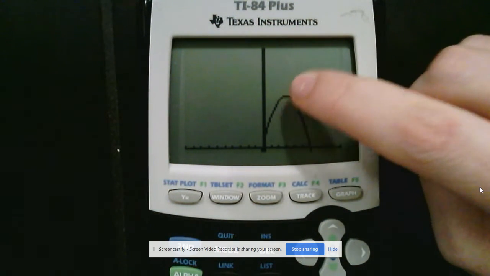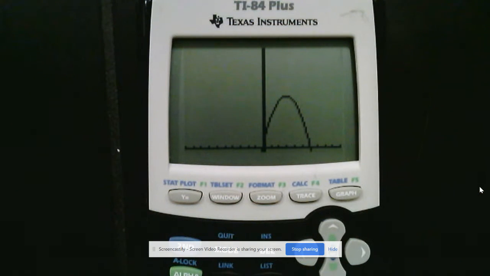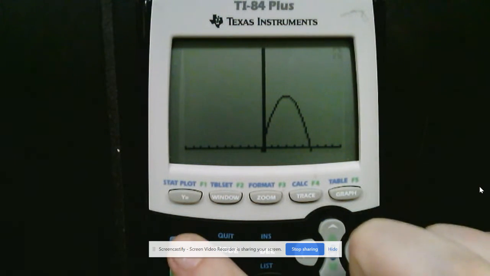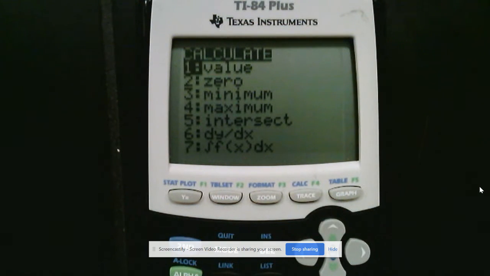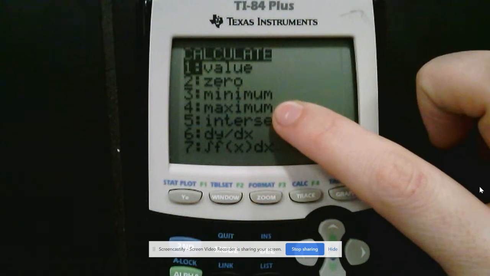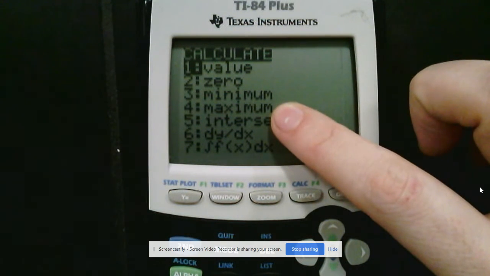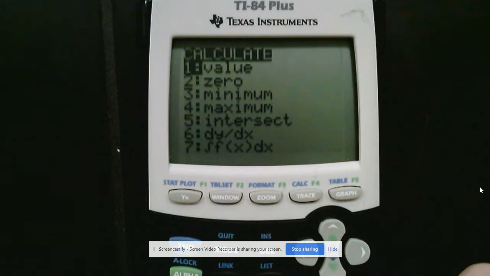And in order to do this, we're not just going to guesstimate it. We're going to have the calculator calculate it for us. So we're going to go to second and trace. And again, we have this list of options. We're going to go to maximum because the maximum is the same as our vertex in this problem. So I'm going to either toggle down to 4 or just press the 4.